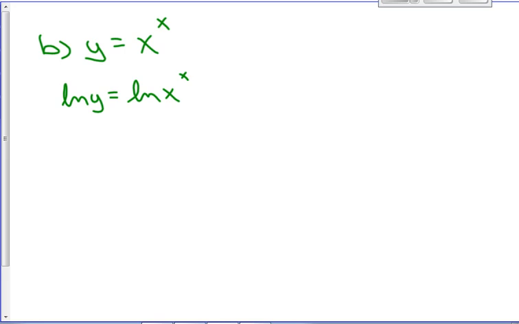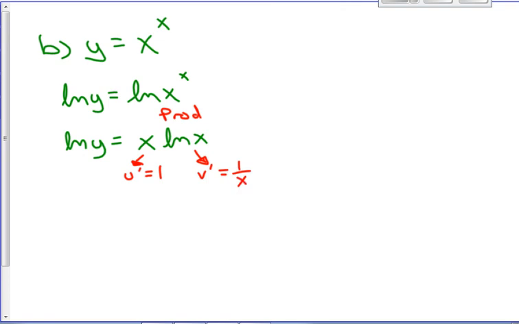So now we'll use a log law. You can bring that power of x down. And from here, it's going to be easy to differentiate. This is a product rule. So u prime would be 1. v prime, sorry, not y, v prime would be 1 over x. And we're ready to go.